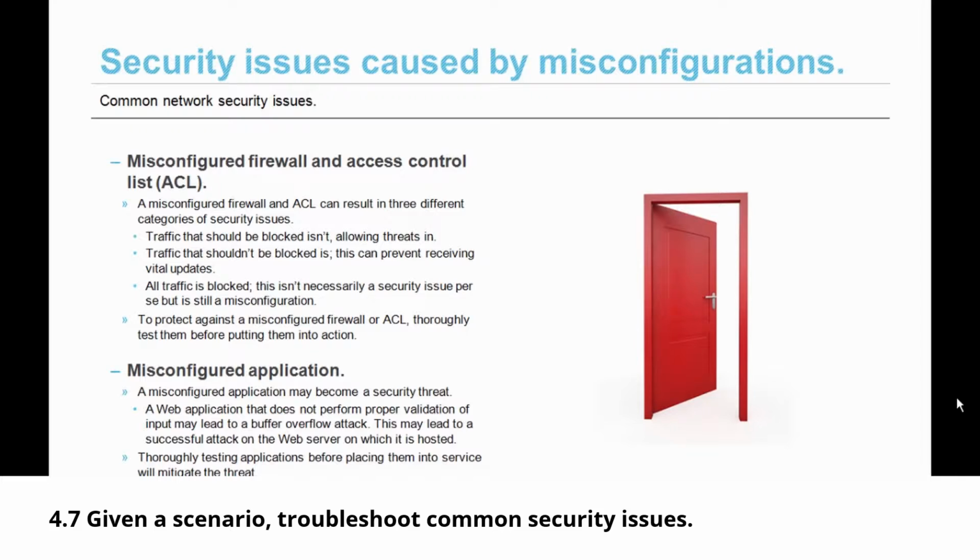And it is possible for a junior network administrator to just remove the access control list or firewall to allow the traffic to start flowing again, which is a security issue. To protect against a misconfigured firewall or ACL, thoroughly test them before putting them into action.